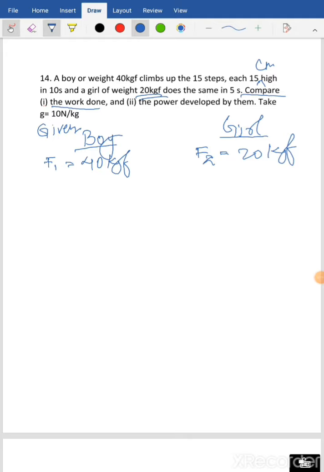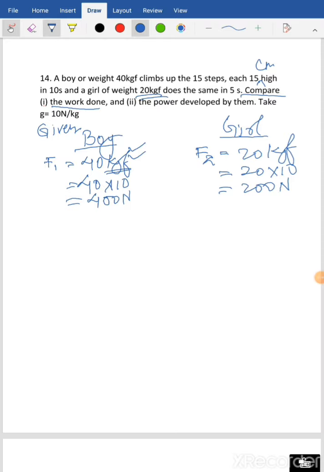Now since the unit here is kilogram force, let us convert into Newton. The unit used here is the gravitational unit of force. kgf is the gravitational unit of force, so we are converting it into Newton. How do we do that? We just multiply by 10. Because 1 kilogram force is 10 Newton, I'll get 400 Newton. Similarly for the girl, I'll multiply 20 with 10 and get 200 Newton. So we got the force in the SI unit.